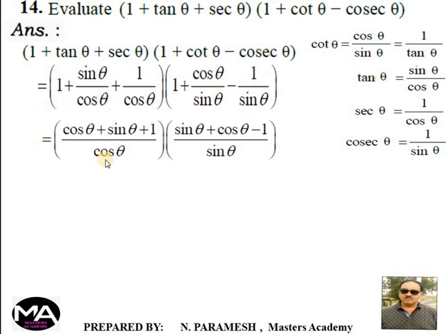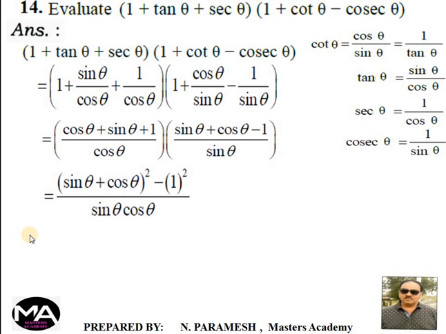In the first bracket, taking cos theta as LCM: 1 into cos theta plus sin theta plus 1. In the second bracket, taking sin theta as LCM: 1 into sin theta plus cos theta minus 1. Here, cos theta plus sin theta is A and 1 is B. A plus B into A minus B is A square minus B square. Therefore, (sin theta plus cos theta) whole square minus 1 square divided by sin theta into cos theta.